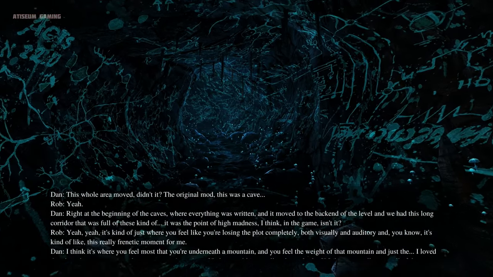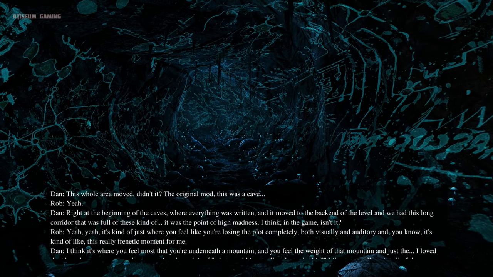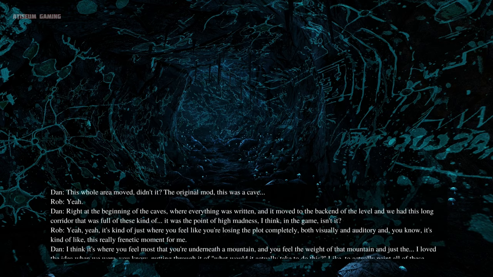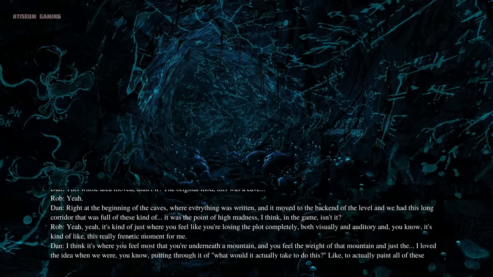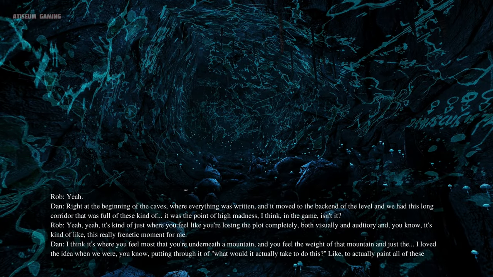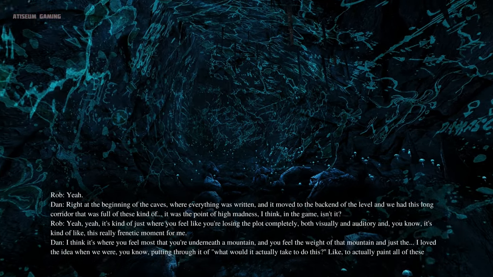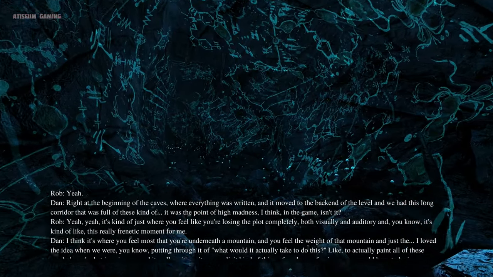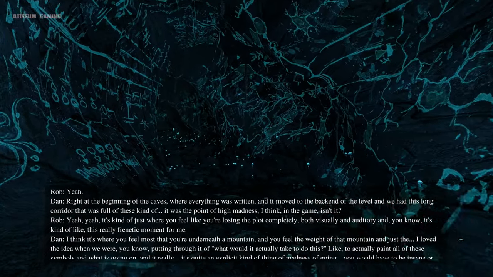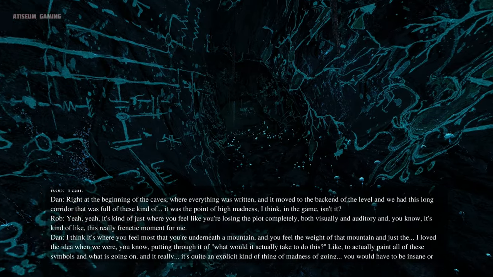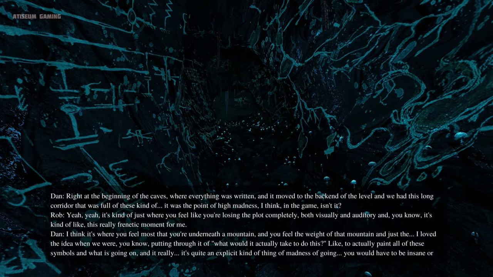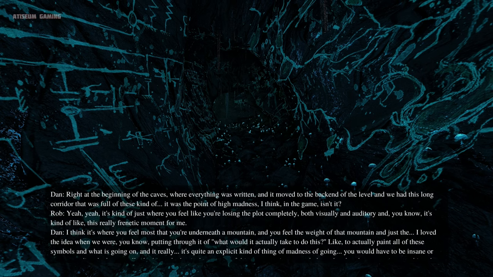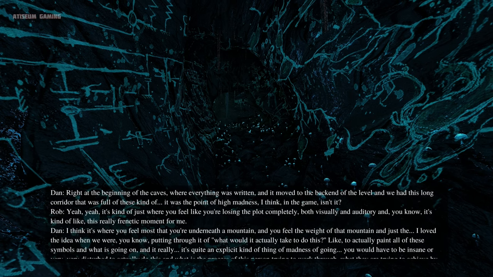This whole area moved, didn't it? In the original mod, this was a cave right at the beginning of the caves where everything was written, and it moved to the back end of the level, and we have this long corridor that's full of these symbols. It's the point of high madness in the game, isn't it? It's where you feel like you're losing the plot completely, both visually and auditorily. It's a really frenetic moment for me.